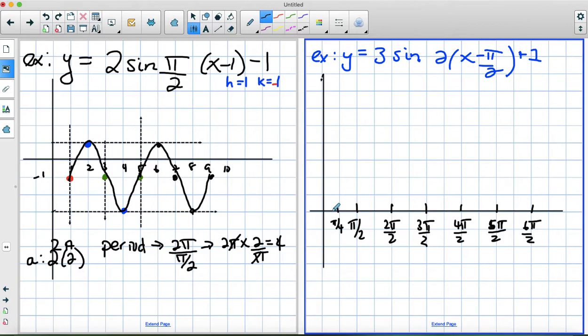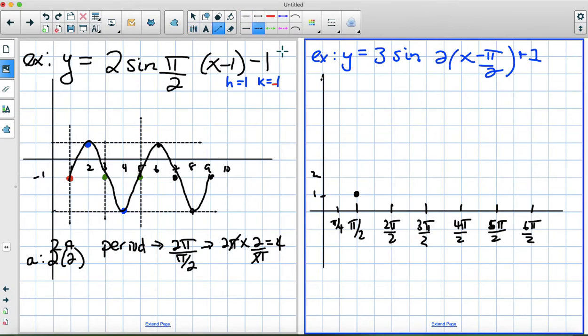Okay, so identify h and k. So h and k is pi over 2 and 1. So if this is 1, that's 2. So pi over 2 and 1 is right here. That's my first thing. Now I have to figure out the height. So the height's going to be 3 because amplitude is 3. So I'm going to go count up 1, 2, and 3.